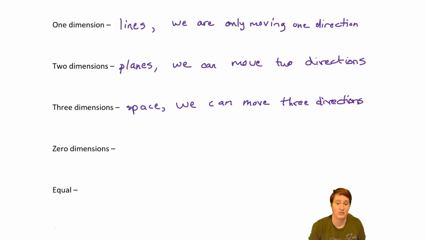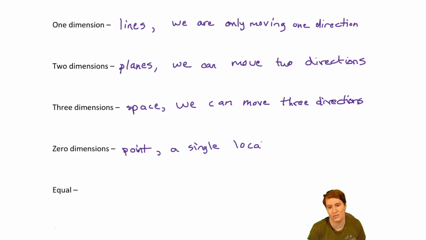So 0 dimensions would be a point. Because a point does not have length or width. It's just a single location. So 0 dimensions would be that we're just talking about a single location.